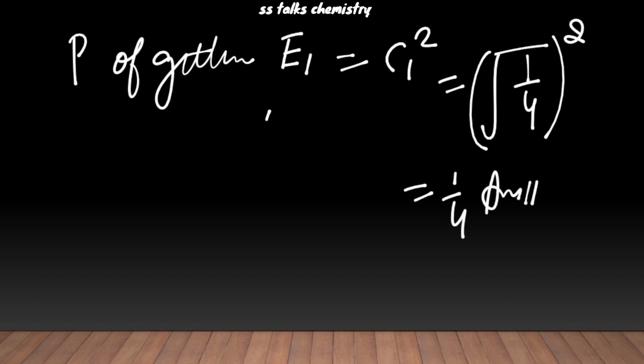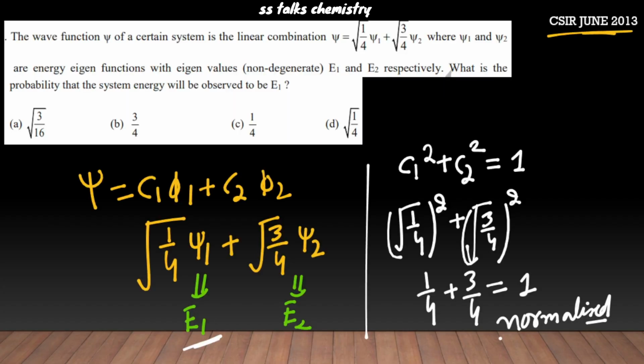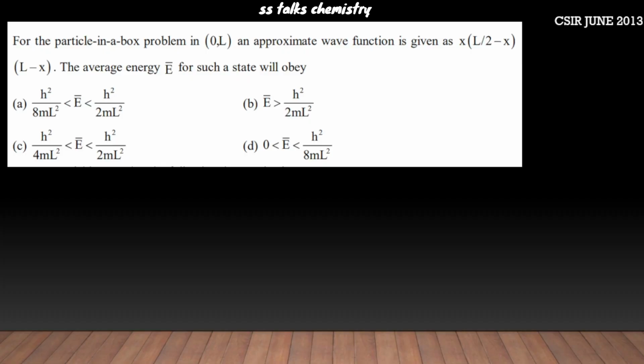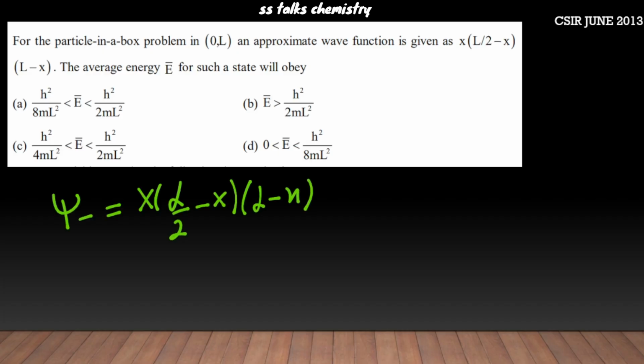So this is the probability of getting the energy as E1. So 1 by 4, option C becomes the right answer. Okay, next, for a particle in a box, an approximate wave function is given by x(L/2 − x)(L − x). So this is given as the trial wave function.